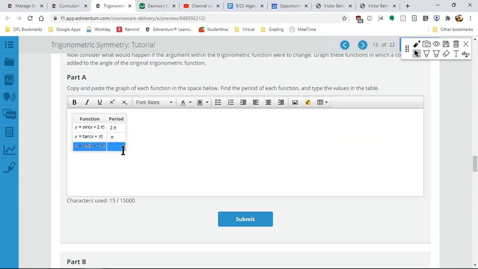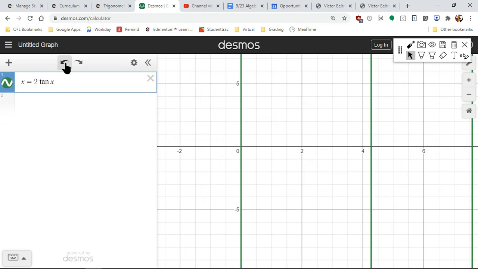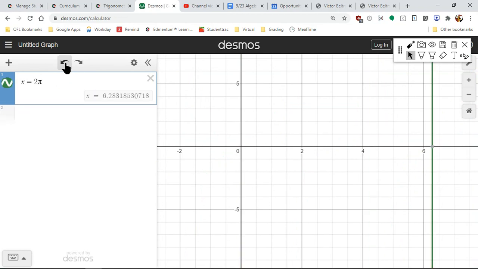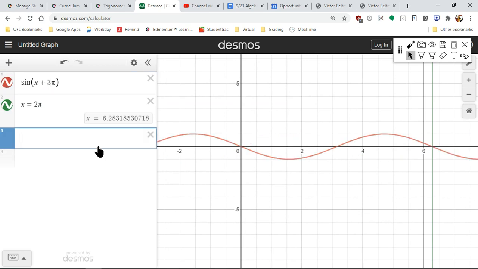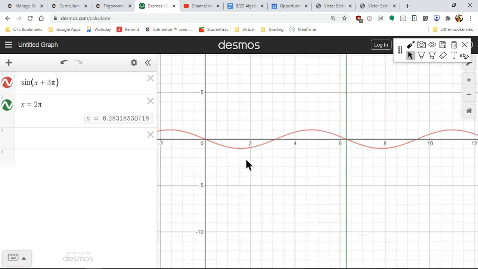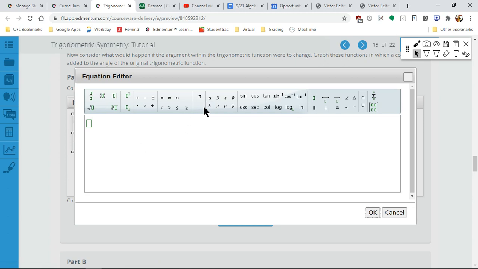Next one is 3 pi. Oh, wait. Now we're getting somewhere. Probably would have been faster for me to type it. 3 pi. So if we look at this, remember sine usually starts at 0, but it goes up. This one starts at 0, but it's going down, so it's shifted over. I guess it is faster for me to just do this.